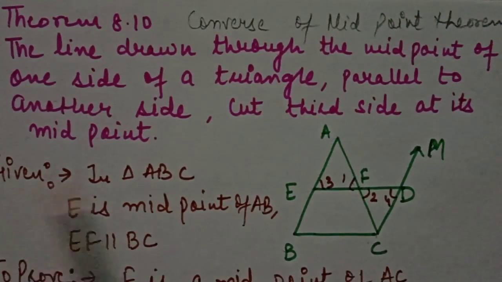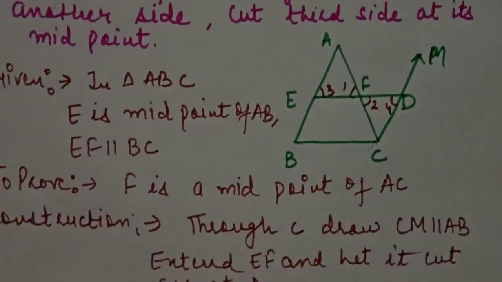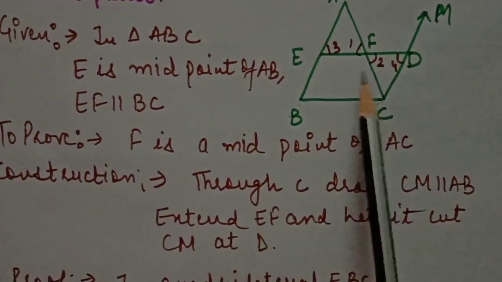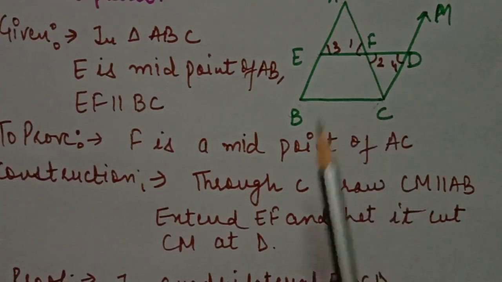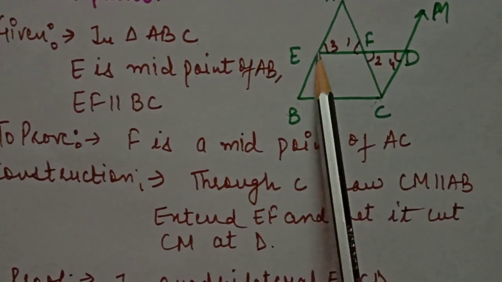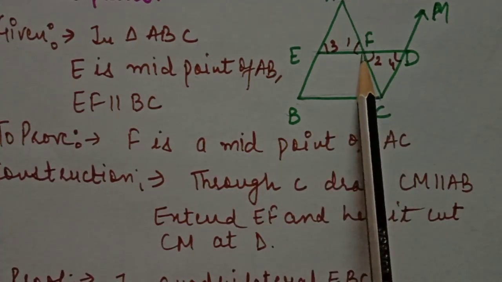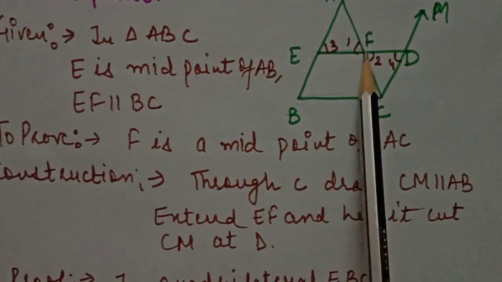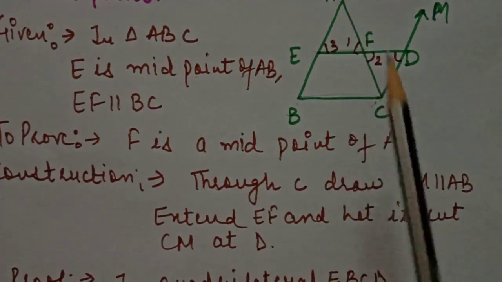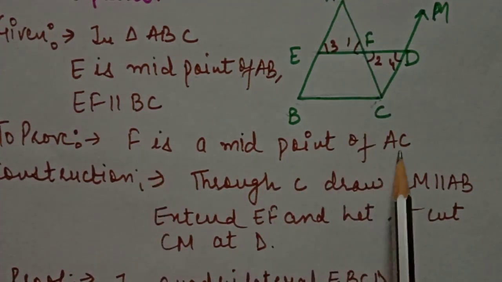It means what is given: in triangle ABC, E is the midpoint of AB and EF is parallel to BC. We have to prove that F is the midpoint of AC. So one midpoint is given, and the parallel condition is also given. We have to prove that another point is also the midpoint of the side. F is the midpoint of AC.